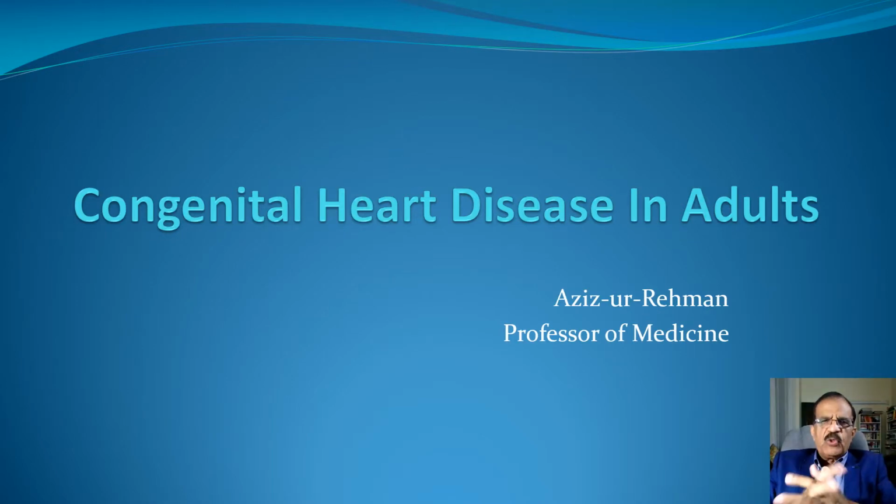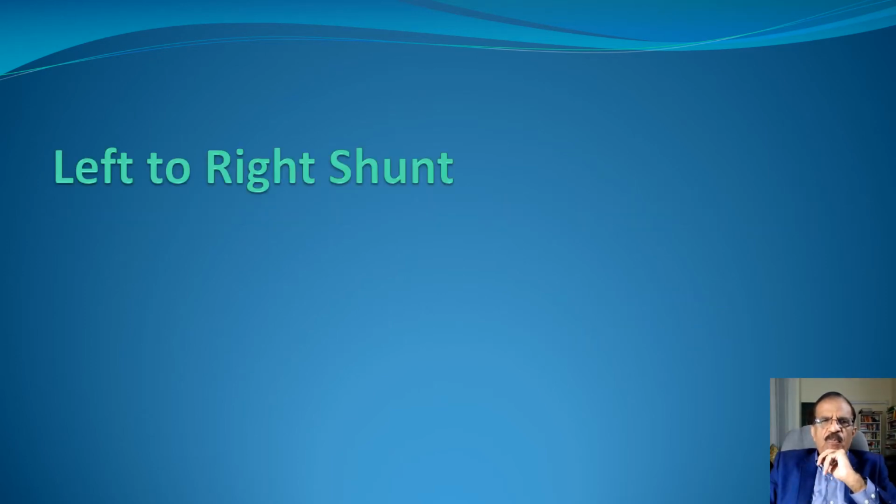I am Professor Azizur Rahman, and after the introduction to congenital heart diseases in adults, we're going to take up now left to right shunt. Now, I explained in the last video that any shunt in the heart, it may be at atrial level or ventricle level or great vessel level, it will be from left to right because pressure in the left side is usually higher than the pressure on the right side.